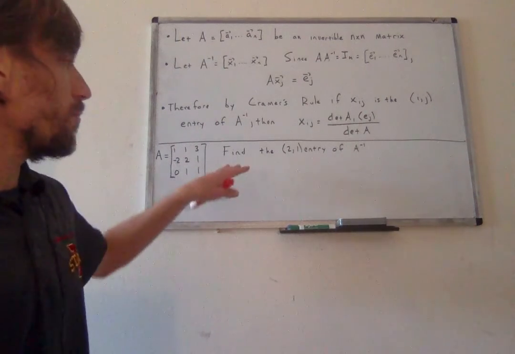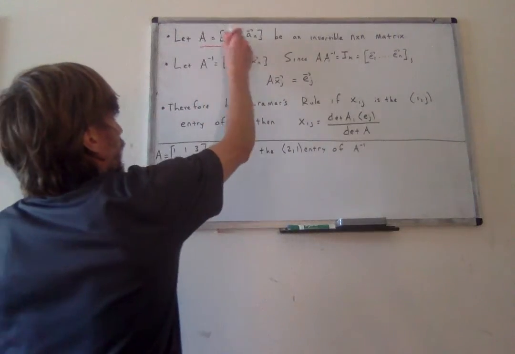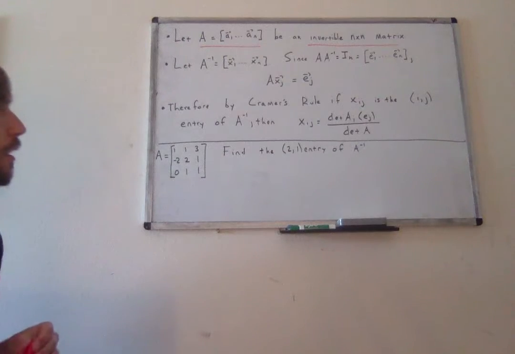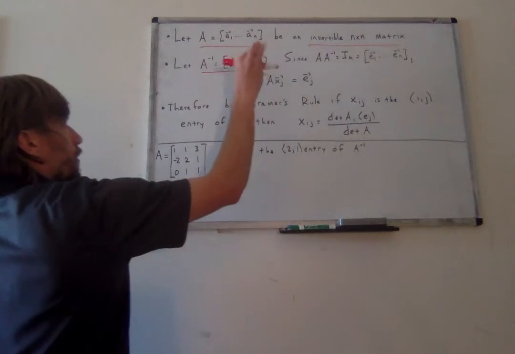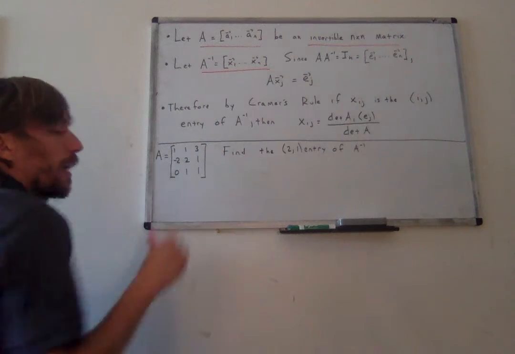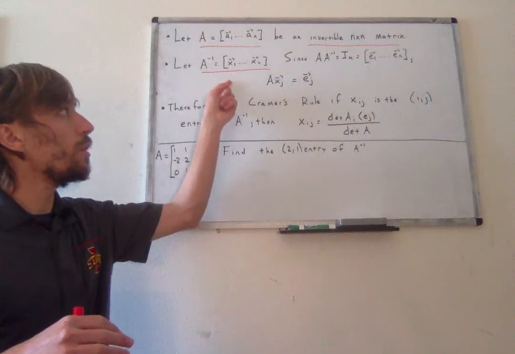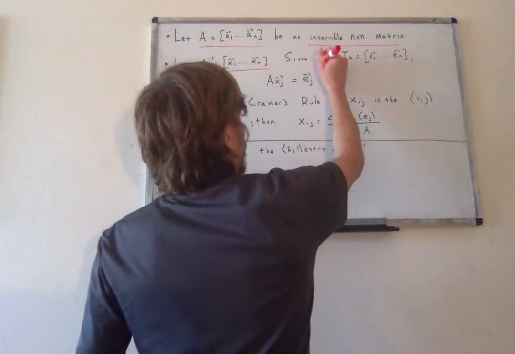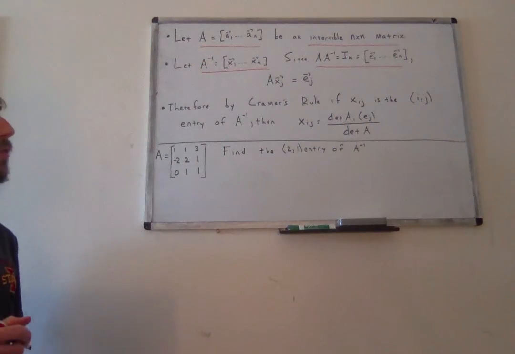Well, actually, we kind of have it on the board already. We're going to let A be an invertible n by n matrix, and we're going to express its inverse in the following notation. Here I'm going to let x sub 1 through x sub n be the columns of my matrix A inverse. So notice that this product, A times A inverse, is equal to the identity matrix.